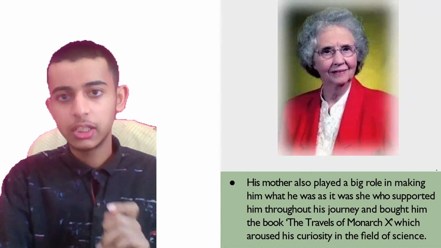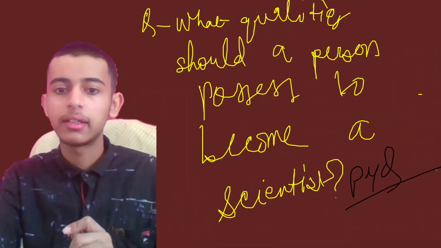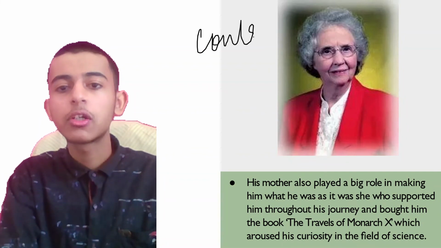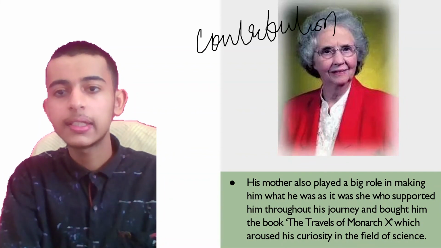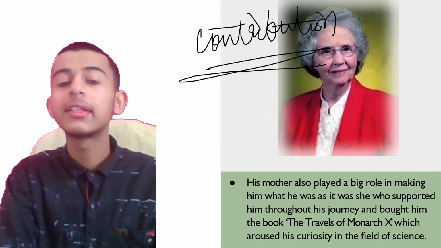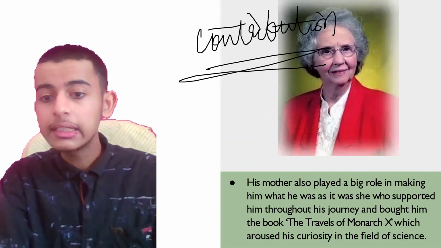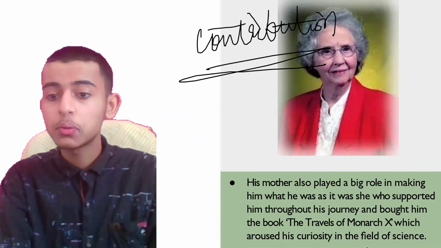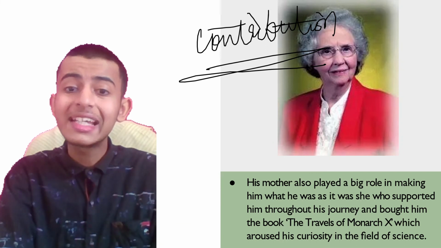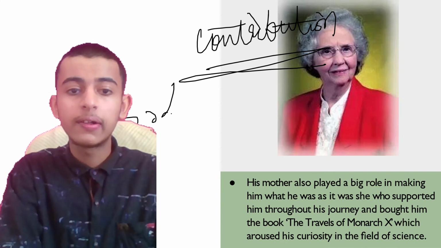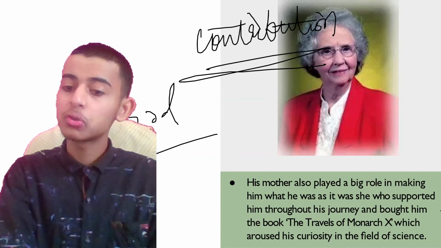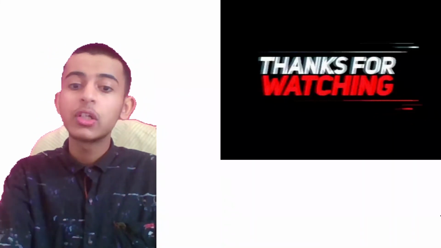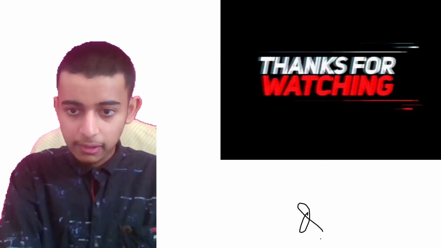Now, the second previous year question is going to be related to his mother, the contribution of Ebright's mother in upbringing him. So, what will you write? His mother also played a big role in making him what he was. It was she who supported him throughout the journey because his father died when he was in third grade. She also bought him the book Travels of the Monarch X, which aroused his curiosity in the field of science. So you need to write about his mother.